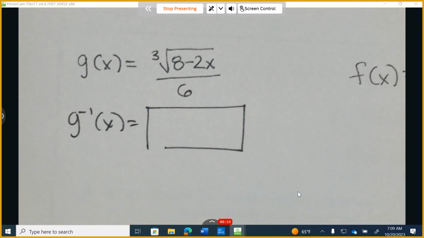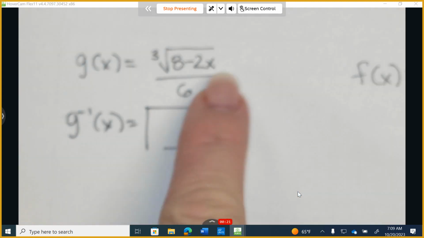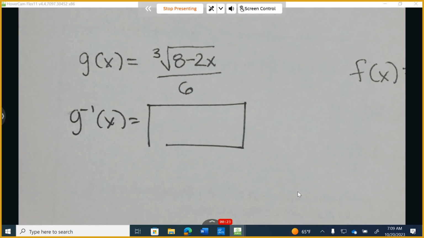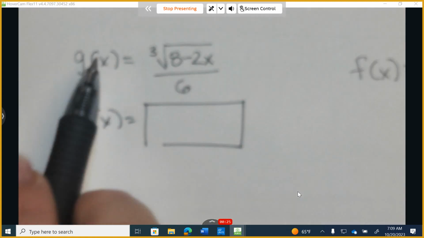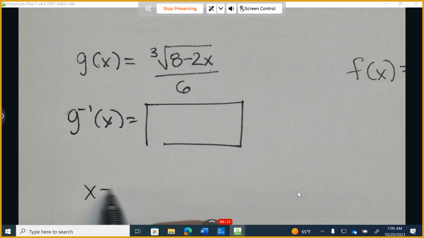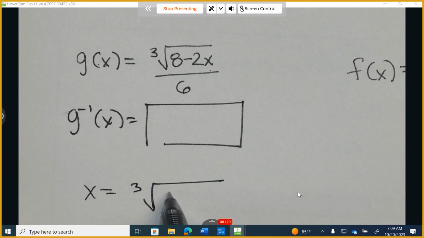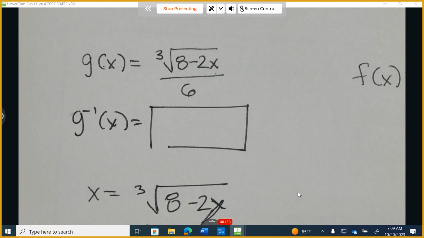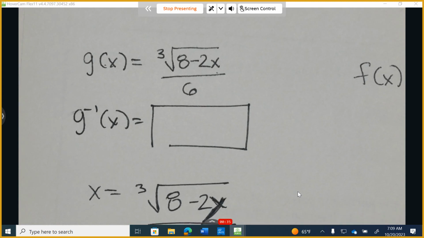But what I'm going to do is treat this like a y, and this is an x. So when we find the inverse, we're going to switch the y and x. So I have x equals the cube root of (8 minus 2y) all over 6.